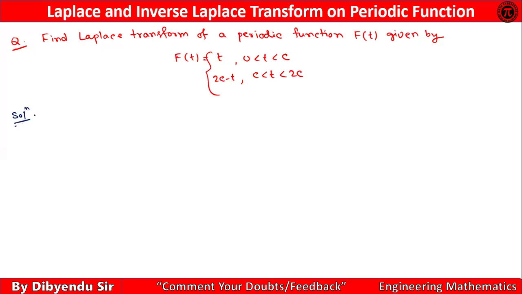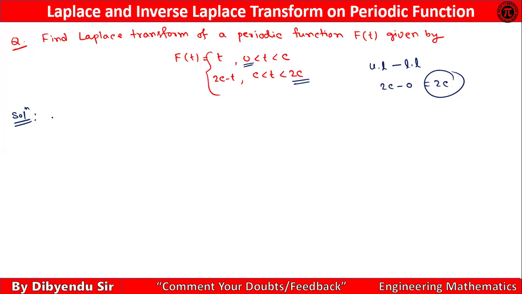But the problem is, in this question the period is not given. So what will be the period for the periodic function f of t? The very simple process is just subtract upper limit minus lower limit. What is the upper limit? This is 2c, and what is the lower limit? This is 0. So 2c minus 0 equals 2c. So this is the period of the function. Okay, so this is our capital T.